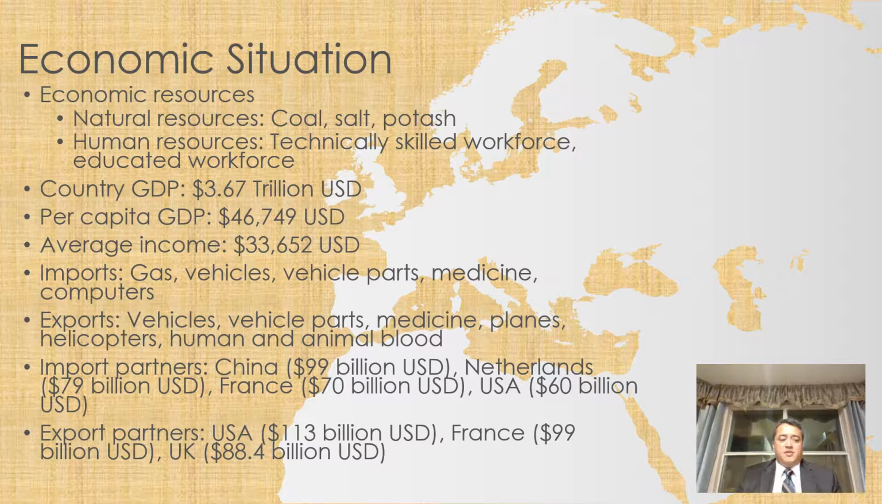The most important import partners for Germany are China at $99 billion, the Netherlands at $79 billion, France at $70 billion, and the United States at $60 billion. The most important exports are the USA at $113 billion, France at $99 billion, and the UK at $88 billion.